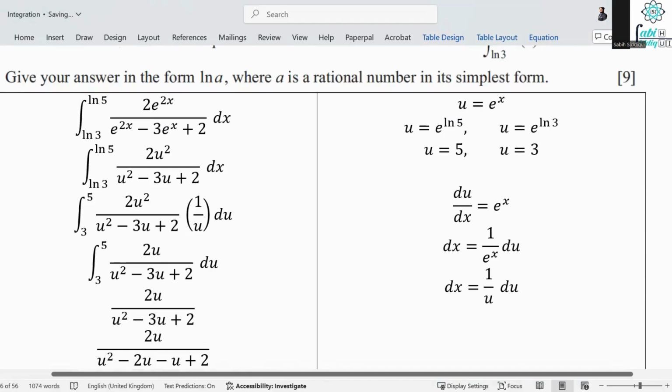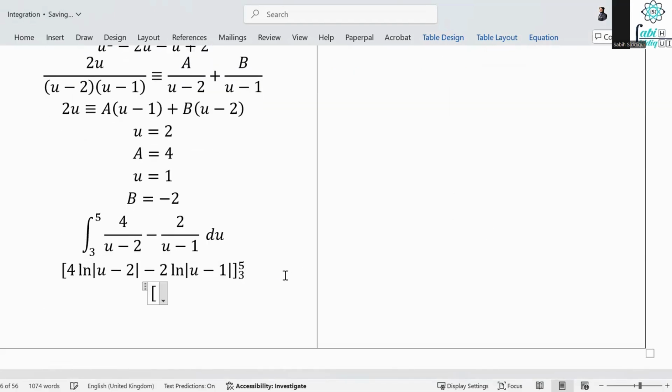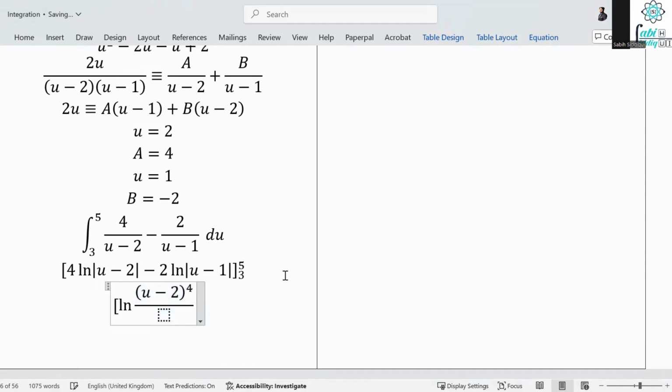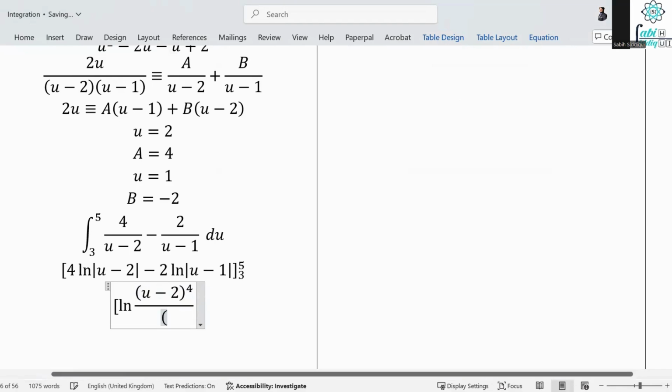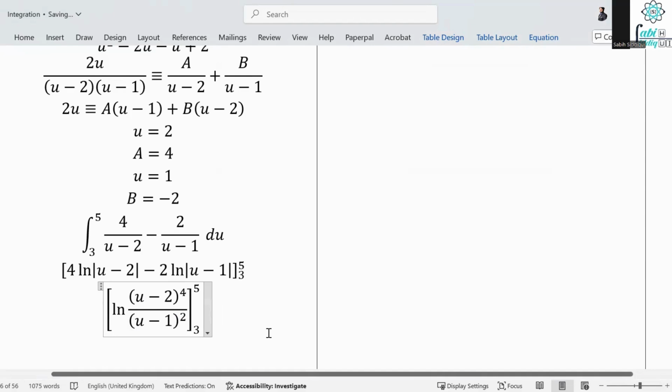And let's see, the question wants the answer as a single log, ln a. But it's better if we make the exponents right now. ln of (u minus 2) to the power 4 upon, I am writing it as a single log, (u minus 1) squared. Because I eventually need to write the answer as a single log, I have written it as a single log from the very beginning. Now plug in the values of 5 and 3.